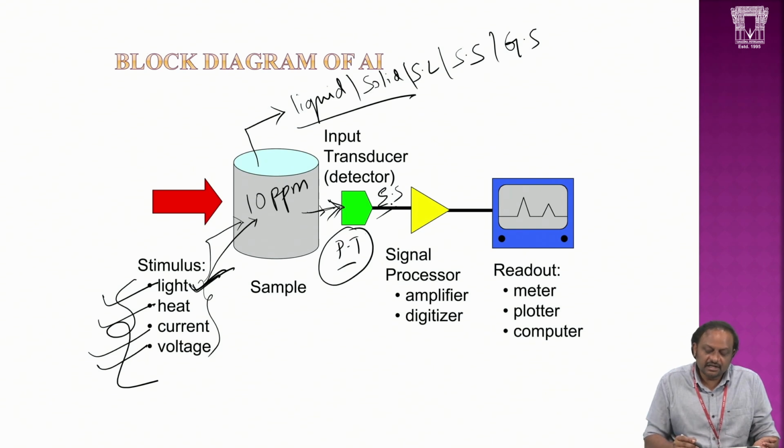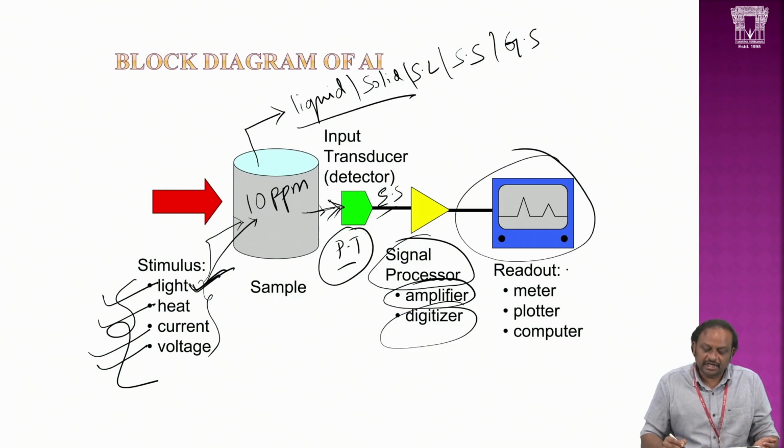This electrical signal you send to the proper signal processor, that is, the proper amplifiers. You amplify that electrical signal, and you digitize it to avoid noise. And finally you project it onto a readout, like a meter, plotter, or computer, anything.